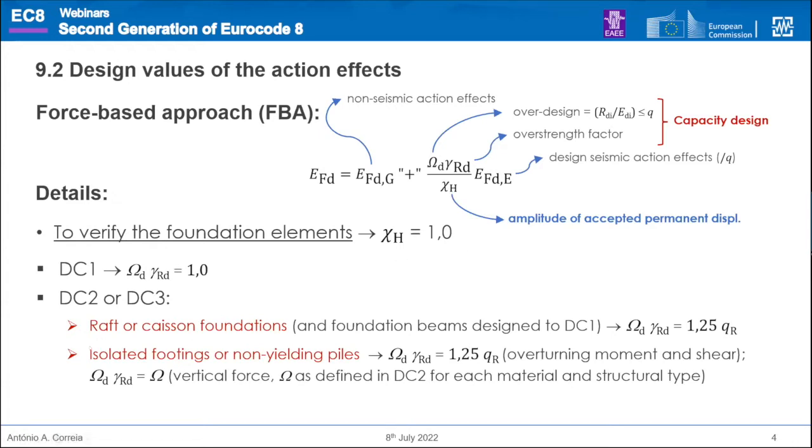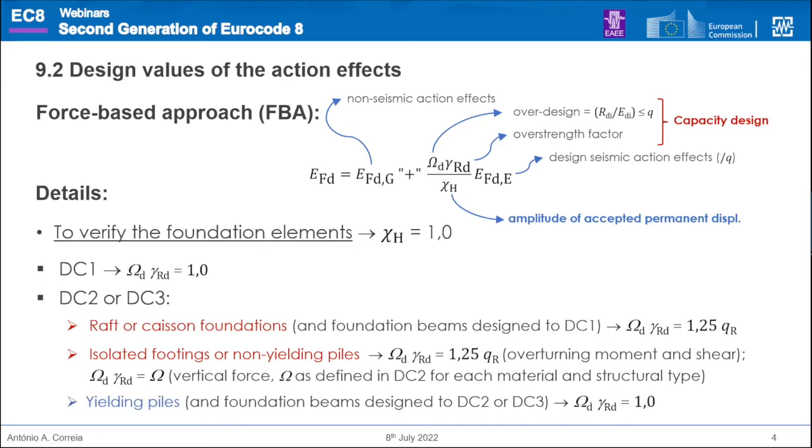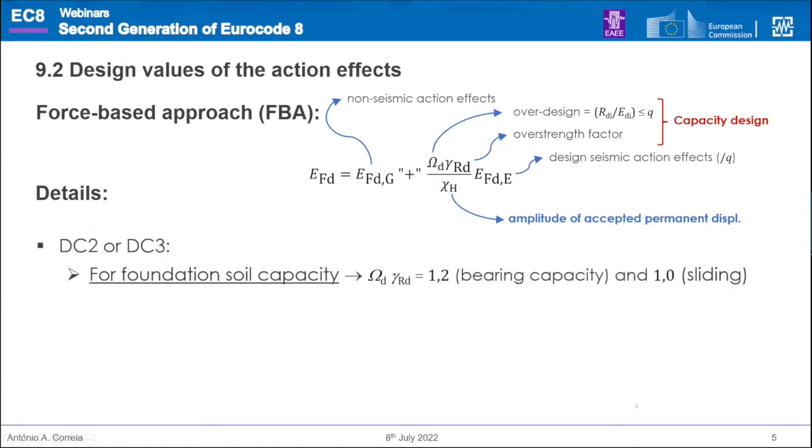If we are dealing with isolated footings or piles which are not yielding, we again have the same factor for the capacity design when it comes to the design for overturning moment and shear, while for the vertical force it is a slightly different design, coming from what is defined, for instance, in the building part for the structural members of the building. If we are considering the design of yielding piles, then of course we are not considering capacity design for the yielding piles themselves, and so these factors become equal to 1.